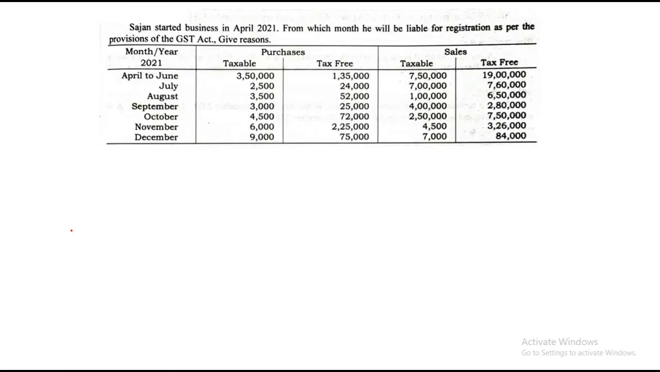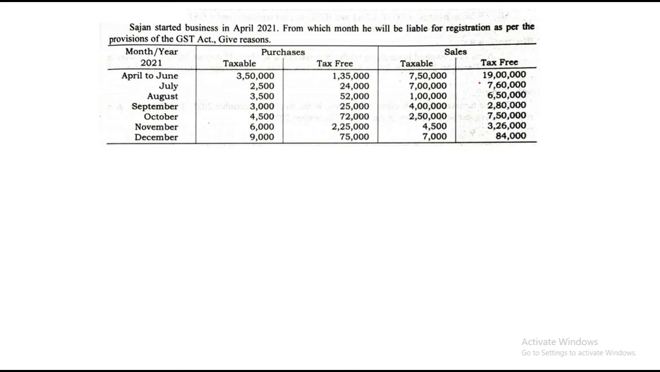Now, if you look carefully, the question is a little different than the previous. Sergeant started the business in April 2001. From which month will he be liable for registration as per the provisions of the GST Act? Give reason. They are giving you the various months. In purchases, they are giving you taxable and tax free. In sales, taxable and tax free.